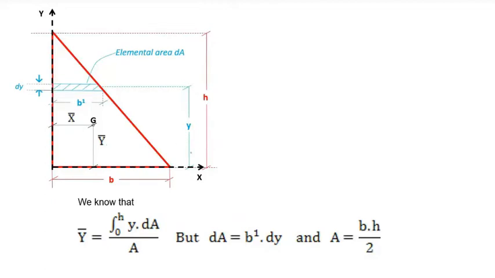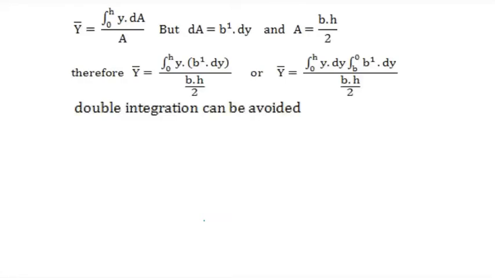Okay, so if the y value increases, b dash will decrease. If the y value decreases, the b dash value will increase. If you consider b1 and y as they are, you need to do the double integration.